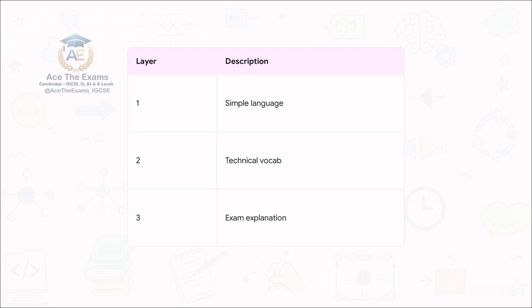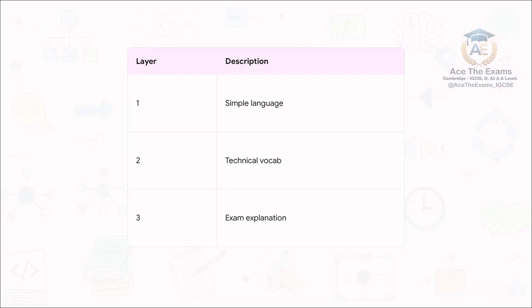High-scoring answers always transition smoothly through 3 distinct explanatory layers. First comes layer 1. This is the simple explanation using everyday language. Think of this as you explaining hexadecimal to your grandparent. You'd say something like, well, it's basically a way to write really long binary numbers in a shorter, much easier to read format. Good, but not enough for the exam.